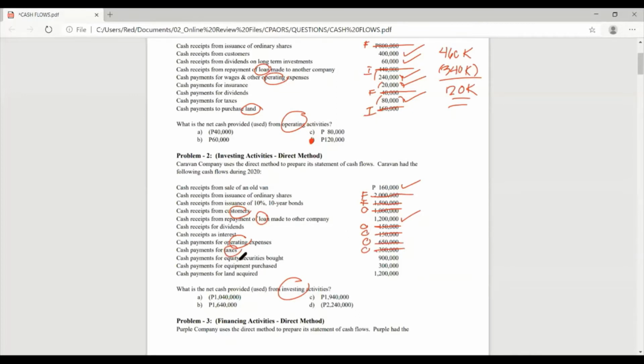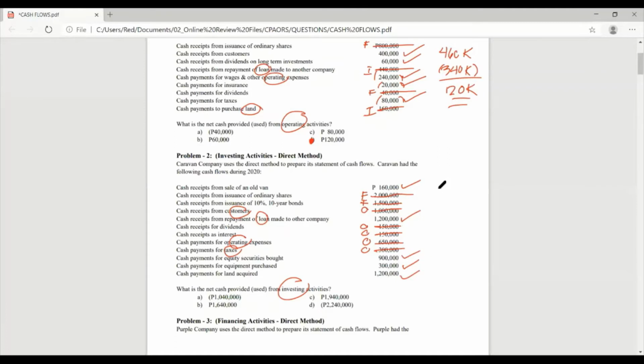Next, cash payment for equity securities bought. Equity securities are investments, right? And you paid, so it is included under investing. Basically a non-current asset, and equity securities are a kind of investment. Okay? So next, cash payment for equipment purchase. Equipment is a non-current asset. Therefore, where does it go? Investing activities. The 300 is also included. And lastly, cash payment for land acquired. Land is a non-current asset. Therefore, it is included under investing.